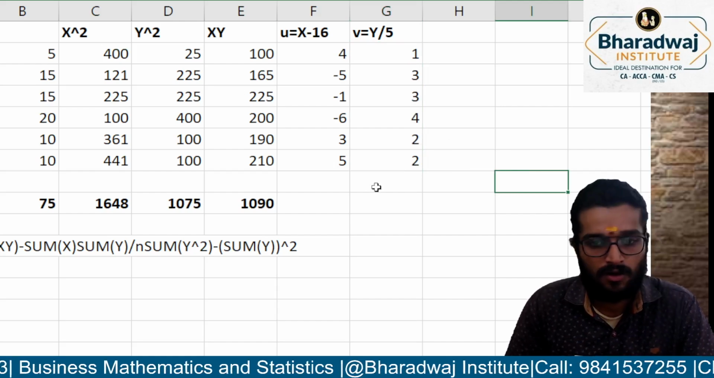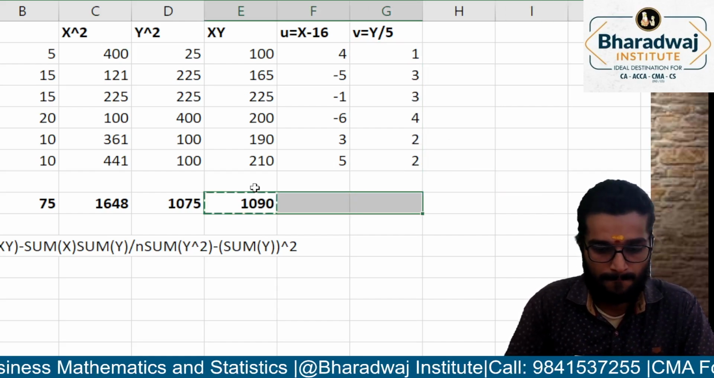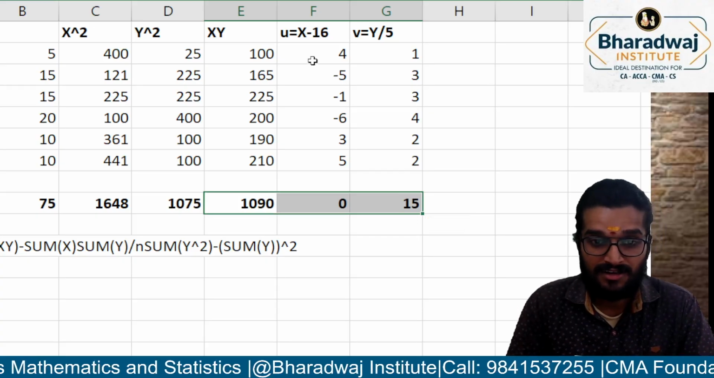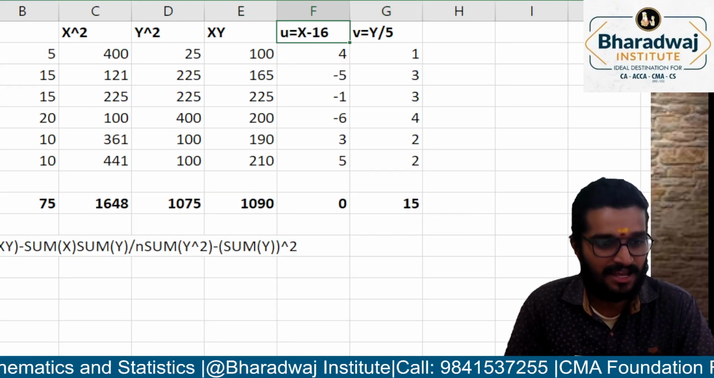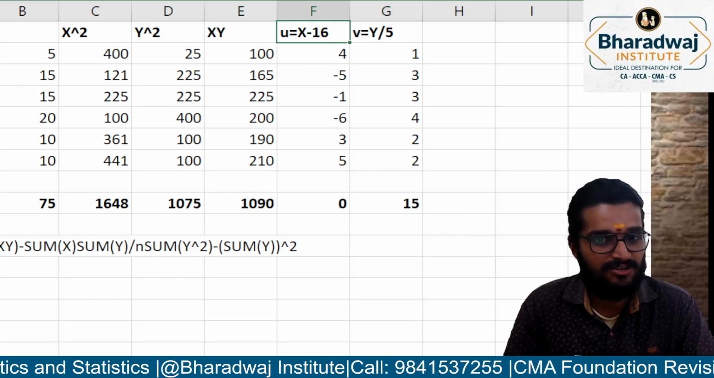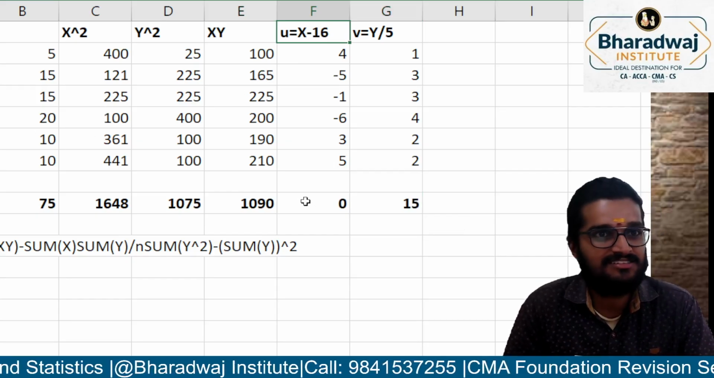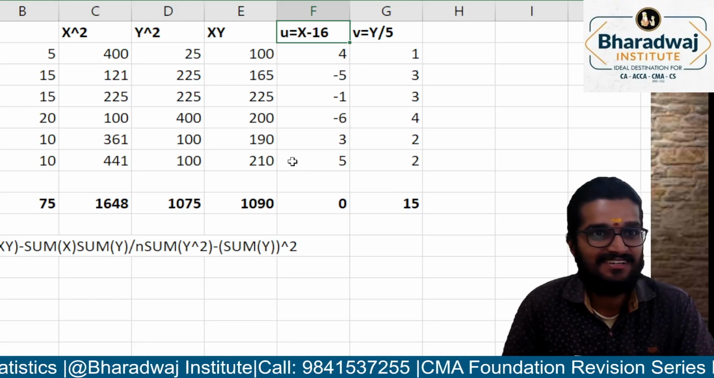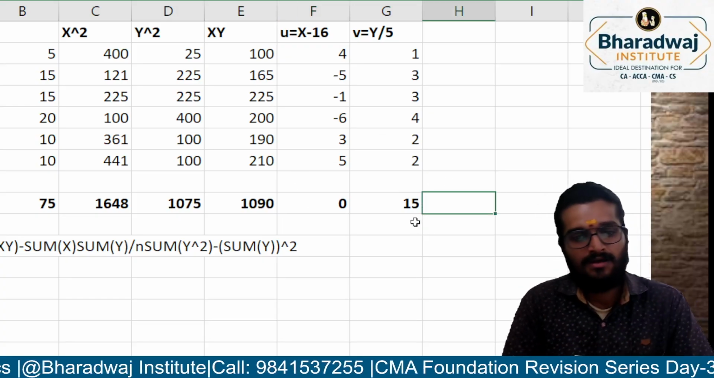Okay. Now what's the sum here? I took 16, and it is the actual mean of this entire variable x. Yes, the sum of deviations is 0. So 16 itself is the mean.